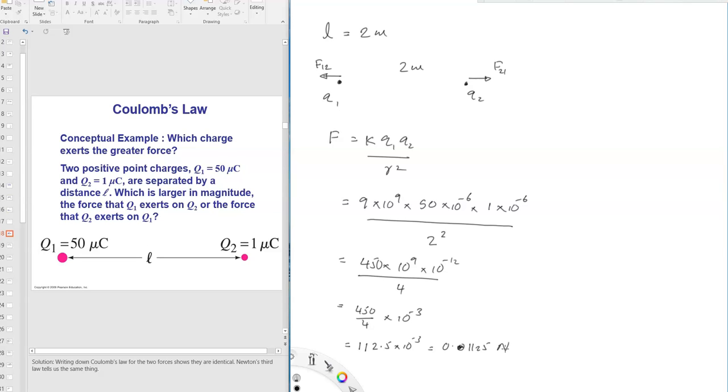Now, regardless of whether you calculate F12 or F21, you will be plugging the same numbers into this equation, right? The two charges will be 50 times 1 or 1 times 50. It doesn't change. The numbers remain the same. The distance 2 squared, the K value remains the same. So F12, F21, you get the same answer. The only thing is they are in opposite directions. F12 is pointing to the left, F21 is pointing to the right. So the force is going to be equal, and this is how you do the math and find the force.